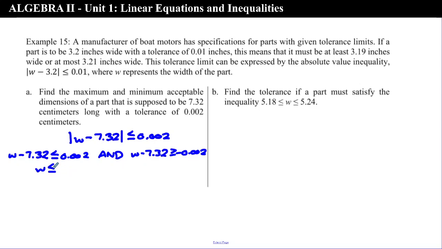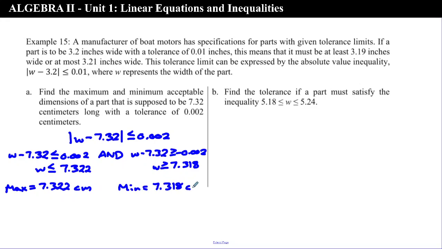So on this one we get W is less than or equal to 7.322, and then on this one, we get W is greater than or equal to 7.318. Okay, so this gives us our minimum and maximum. So our max is going to be 7.322 centimeters, and then our min is going to be 7.318 centimeters. And that's all there is to that half of the problem.